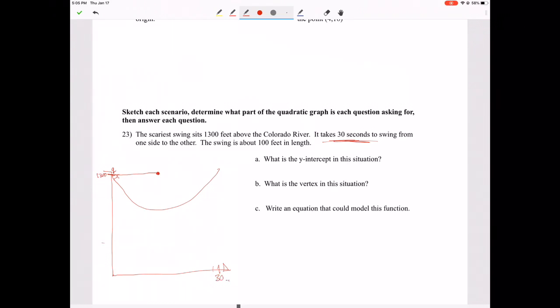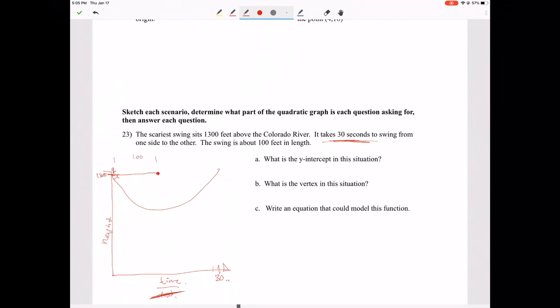Remember, this is height, and this is time. The graph still looks like the path of someone who is swinging. You could consider this maybe to be distance. You may think that's what it is, but we're talking about time. And the graph looks kind of the same. Okay? The swing is 100 feet in length. So here, this length here is 100.